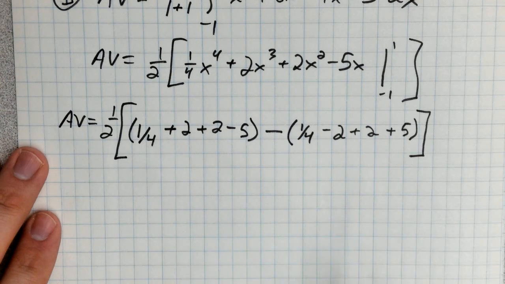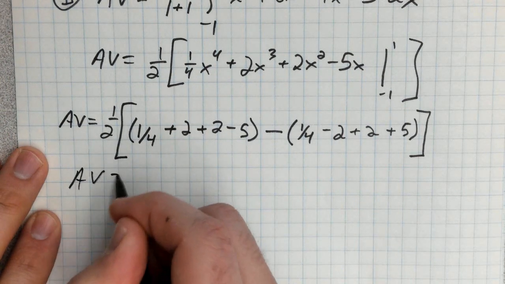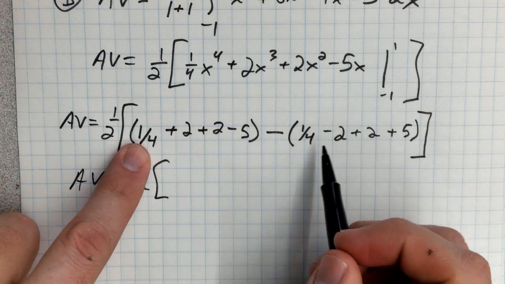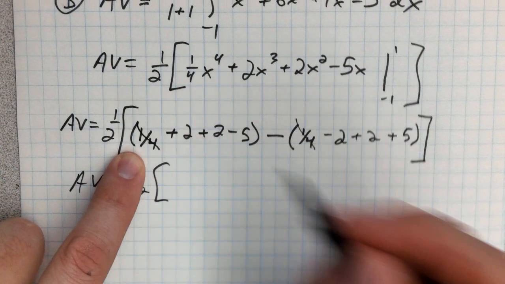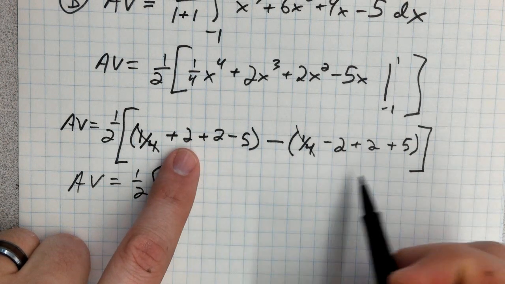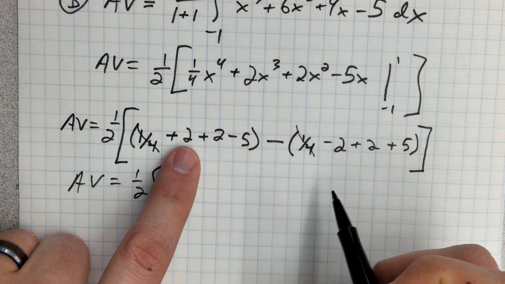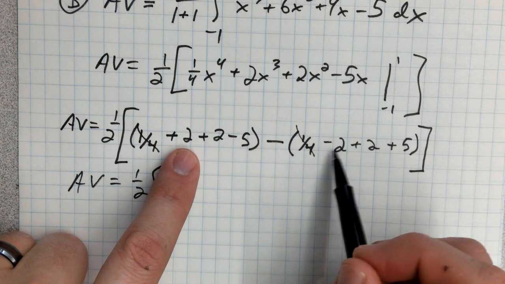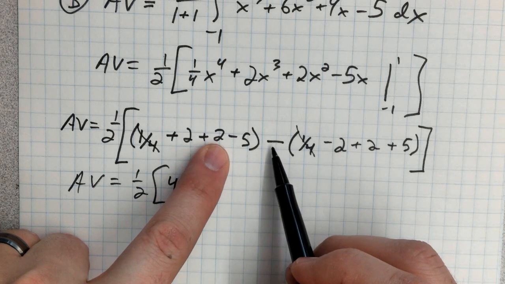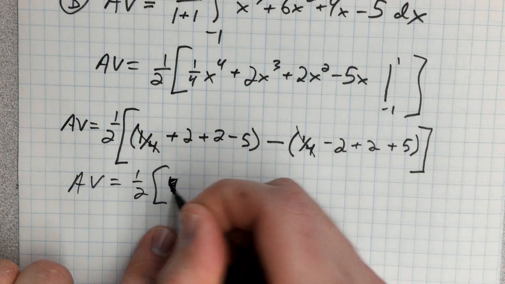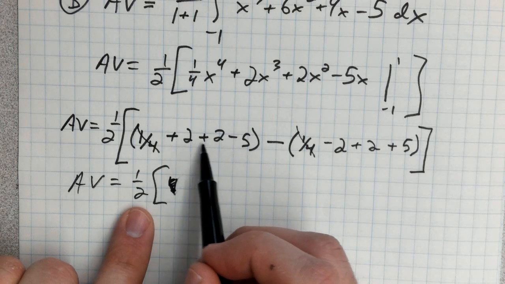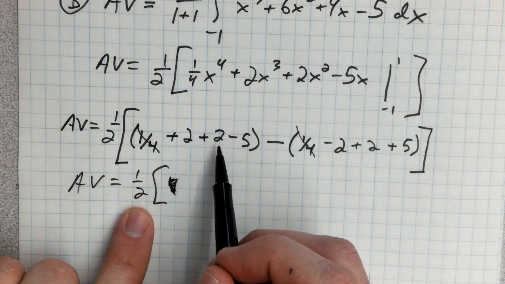Finishing this out, you get 1/2 times, so I have a 4th minus a 4th, so those are gone. I have 2 minus a negative 2, so that's going to be 4. Well, actually, is that the best way to do that? I guess I already committed. 2 minus a negative 2, that's going to be 4. You should not do it like this. 1/4 plus 2 is 2 1/4, plus 2 is 4 1/4, minus 5. Is that negative 3/4?